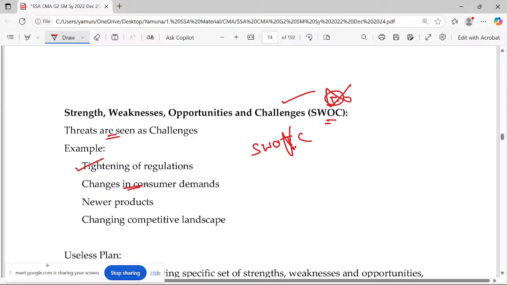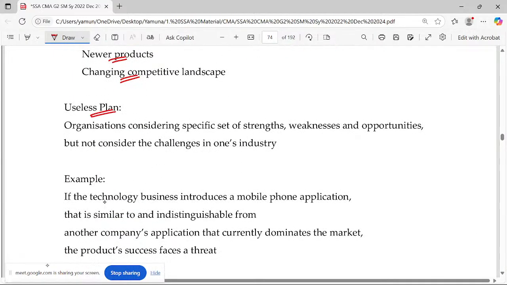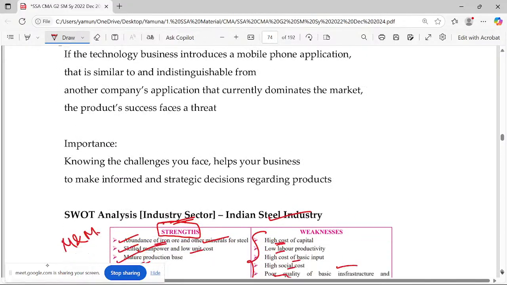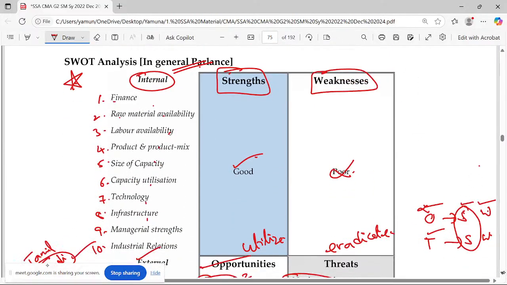Changes in consumer demand: definitely you're making all the products only for the customers' needs. Newer products make it innovative, so you spend more on R&D, and the changing competitive landscape. It's all the same. And sometimes it goes into a useless plan also. For example, I just leave it to you. It's related to a mobile phone application and importance. Okay, I think this is done.